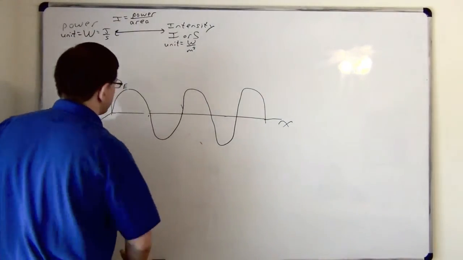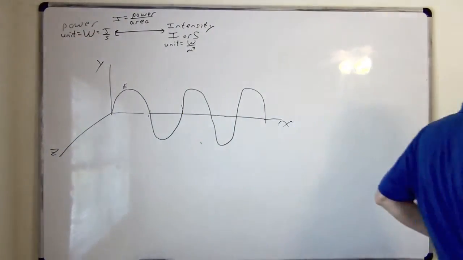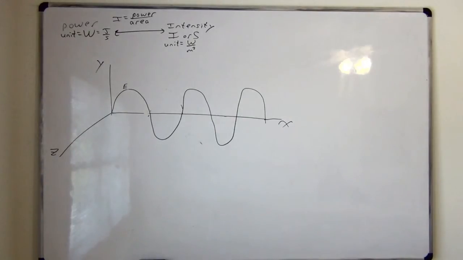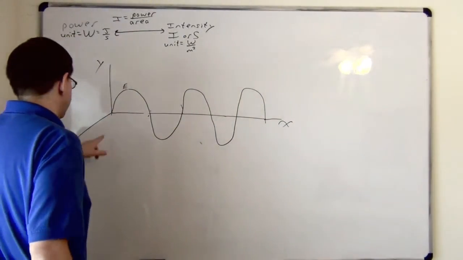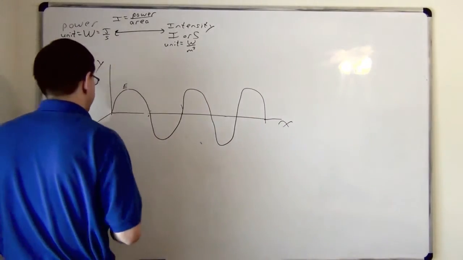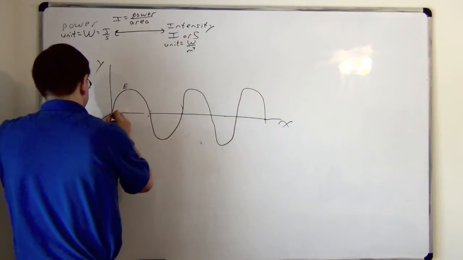So how is the magnetic field oscillating? Along the z-axis. Good. Or along the x-axis. But I don't think I can draw it along the x-axis, so let's draw it along the z-axis. Even that's kind of tough. Let's see if I can do that.